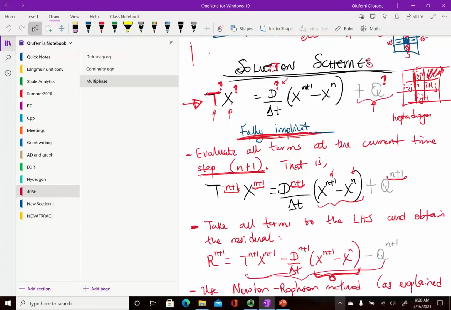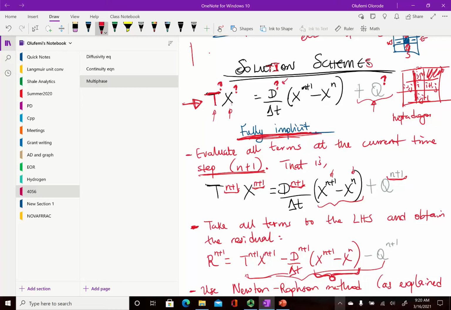And one of the most common schemes for very difficult problems where pressures and/or saturation is changing a lot is the fully implicit scheme. Why? We use it because it is unconditionally stable. So very close to your wells, where the pressures will be changing a lot, where the saturations will be changing a lot, it's common to use fully implicit scheme.